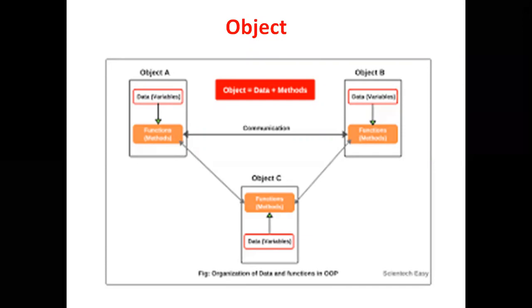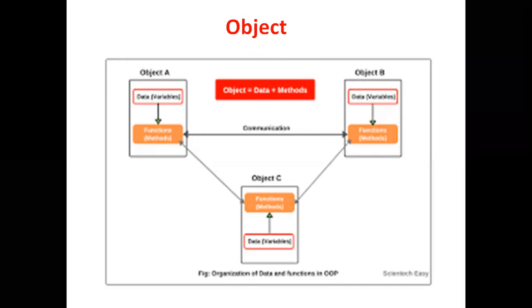So is it clear now? What is the object? What is the data? What is the method? Method means function. Method and function are both the same. Either you can say function or you can say method, both are the same. But in Java we call it a method. In C++ or C we used to say function. Both are the same. There is no difference.